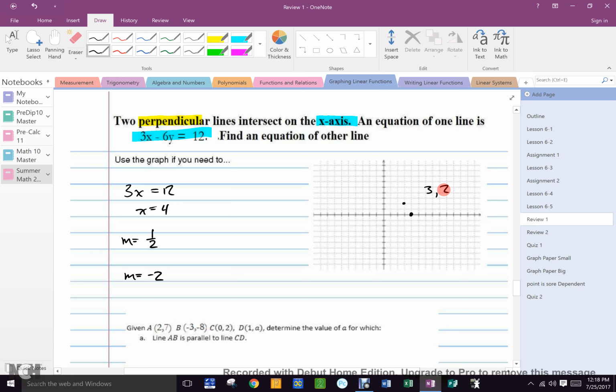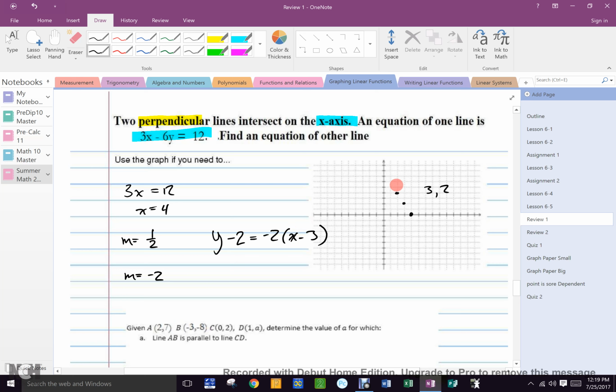Do you have a point? Yes. Do you have a slope? Yes. Can you then get an equation? Yes, because you know a point and a slope, right? So y minus 2 equals negative 2, x minus 3, which would be perfectly fine. Of course, how many equations can you write there? Multiple, as long as the points are on that line.